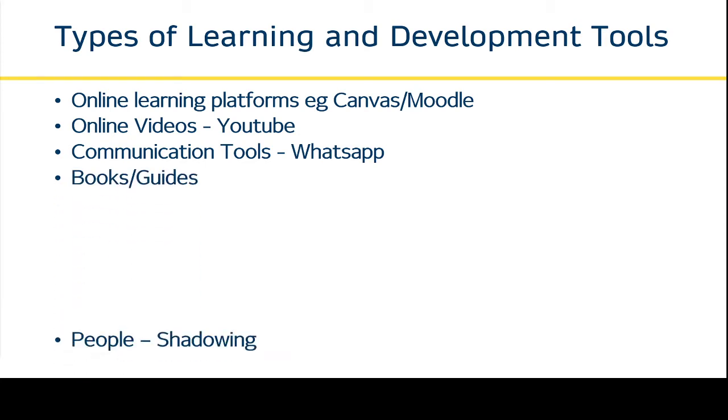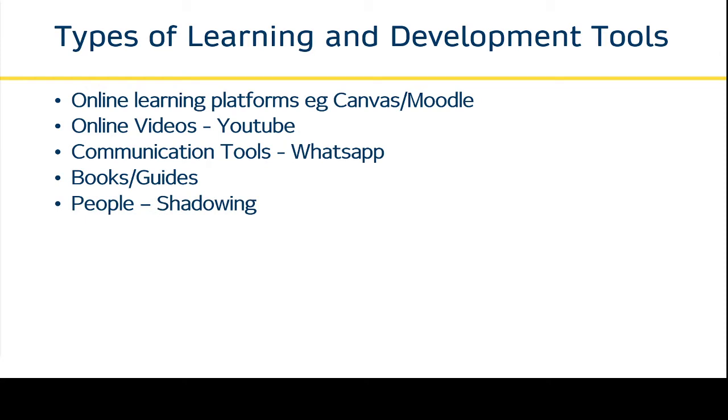You've got books and guides, people, so this is by shadowing as well, shadowing the workplace, we mentioned this a little bit already. That is a type of tool that you can use. You've got people, so that's active learning, so learning by watching people and what they're doing. Mind maps, these can be digital or these can be paper based.